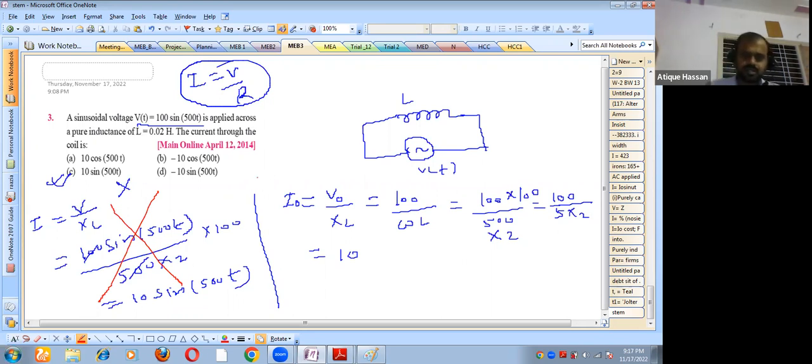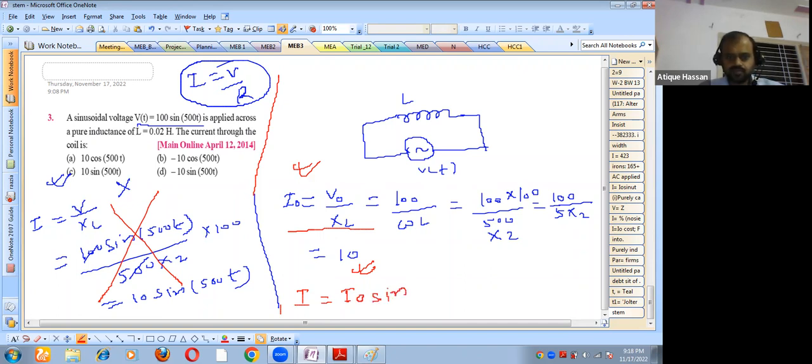So the correct method is this. For the magnitude of maximum current, we can calculate the peak value of current by I naught is equal to V naught by X. Getting my point? So from here we can get I naught, but to get the actual value of current, we will apply the formula I naught sine 500t, that is omega t.